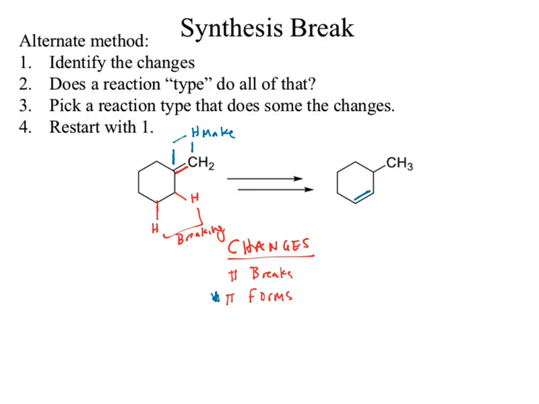So, okay, does a reaction do all of that? Can I make 2 hydrogen bonds and break 2 hydrogen bonds with a single type of chemical reaction? No. Okay, which means I'm going to need multiple steps. Okay, so let's try and think through how to do that. So let's think about a reaction type that does any of that.